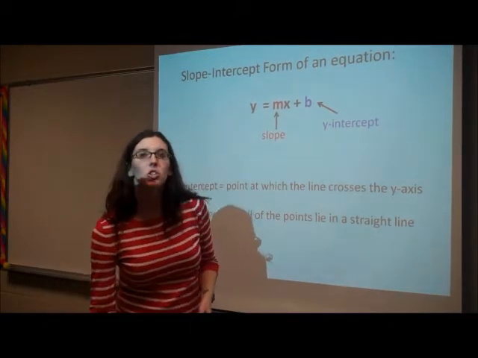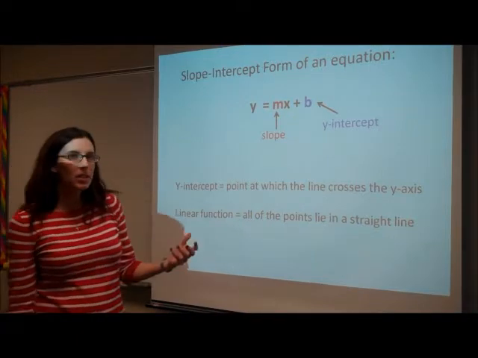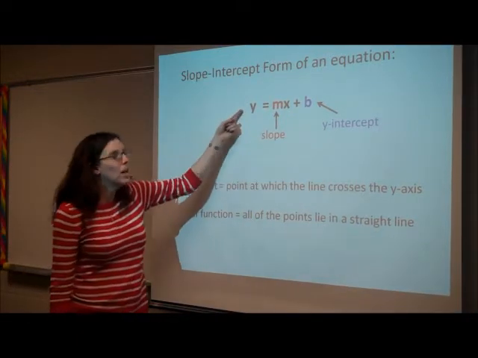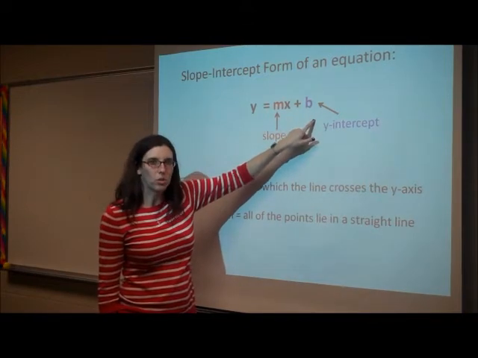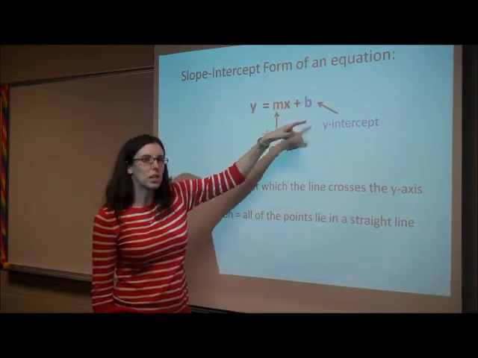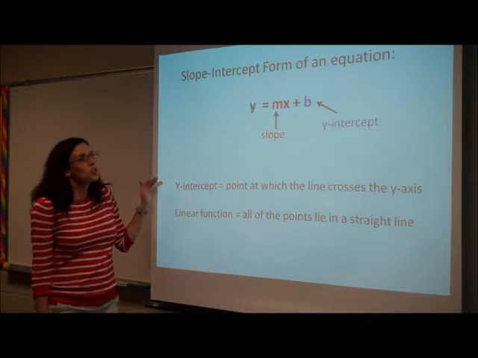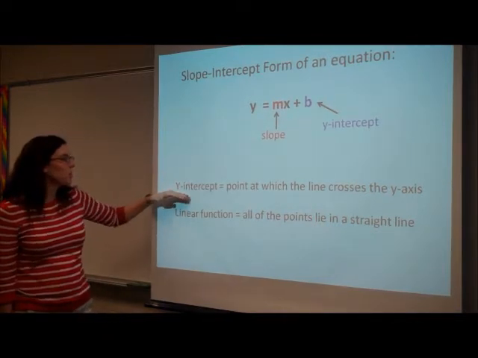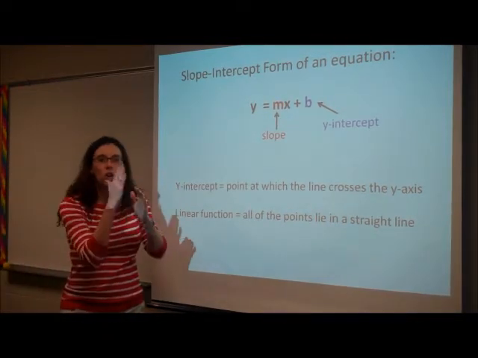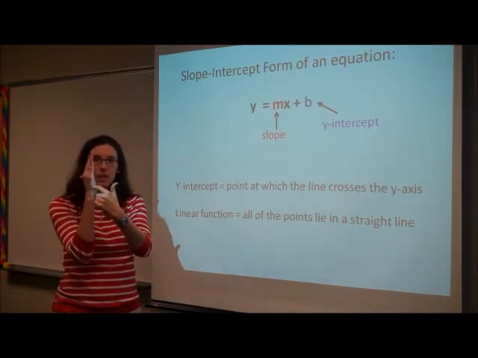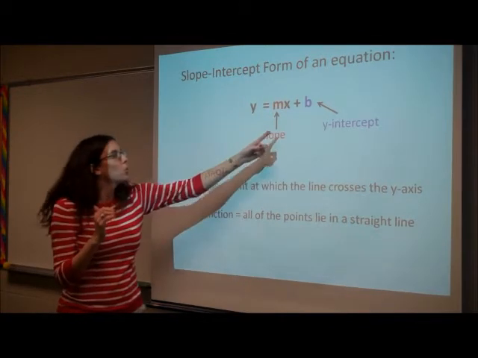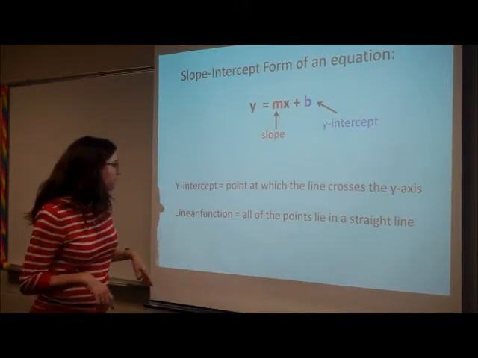So if on a test or in class I'm asking you to write an equation in slope-intercept form, it needs to look like this, where m and b are numbers, okay? M is going to be your slope, b is going to be your y-intercept. So just some other definitions, remember the y-intercept is where it crosses the y-axis, that vertical axis, okay? If it crosses it up at 4, then your y-intercept is going to be a 4.